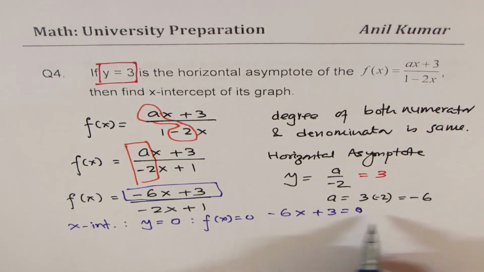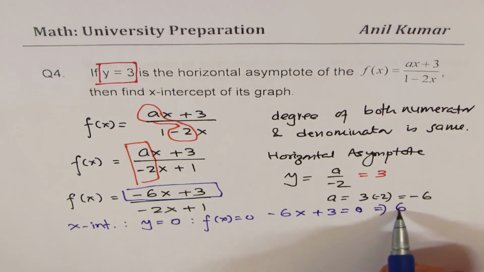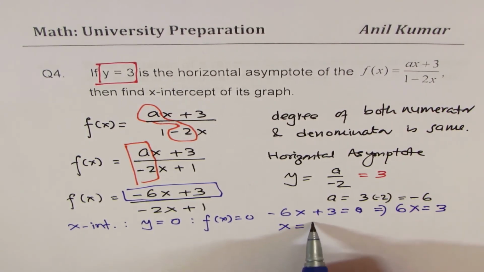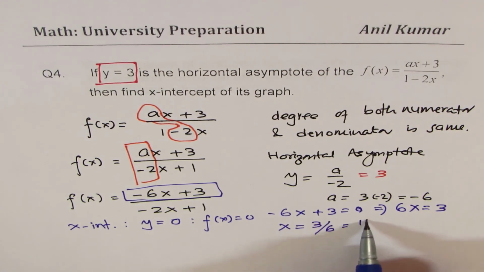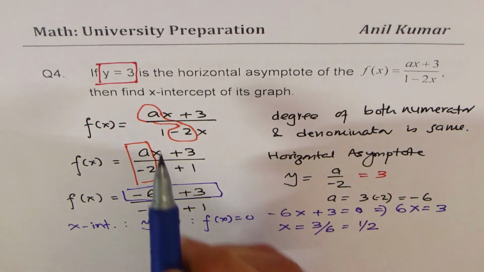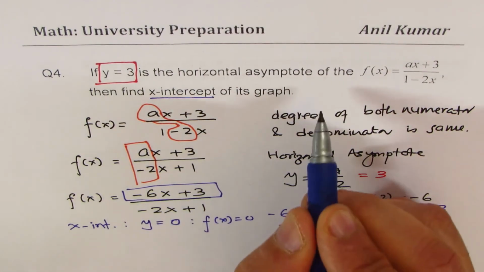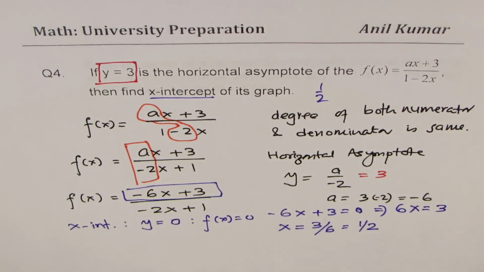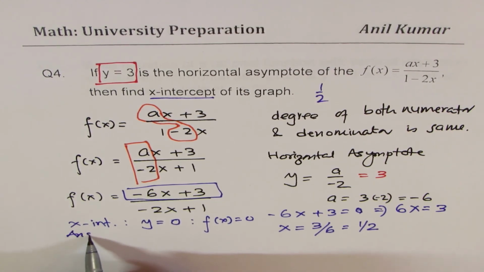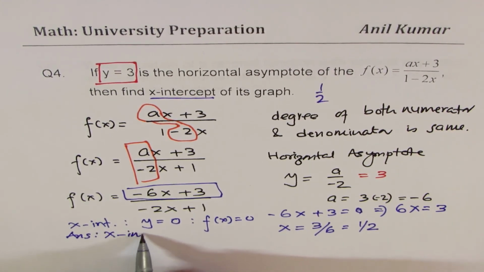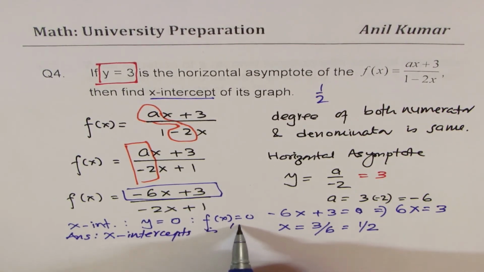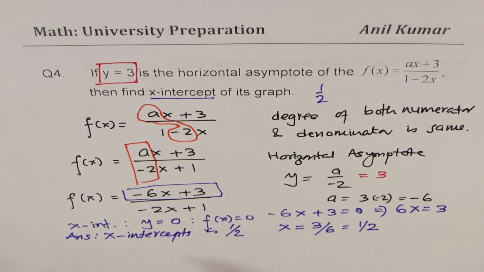And we can solve this. So what we get here is 6x equals 3, or x equals 3 over 6, which is half, right? And therefore, the x-intercept for this graph is half. So that is how you get your answer, right? So our answer is: x-intercept is half. Perfect. So that is how you are going to get your answer.